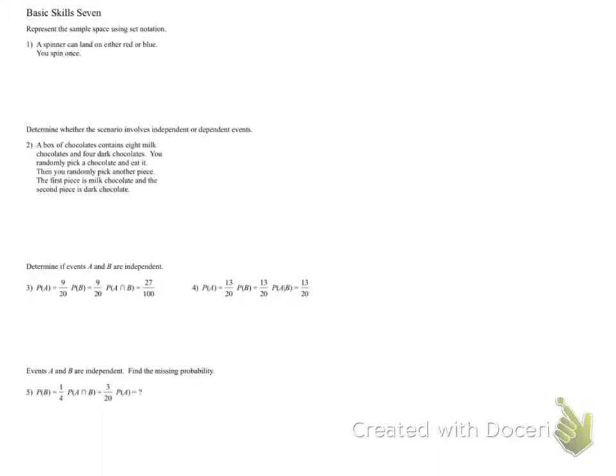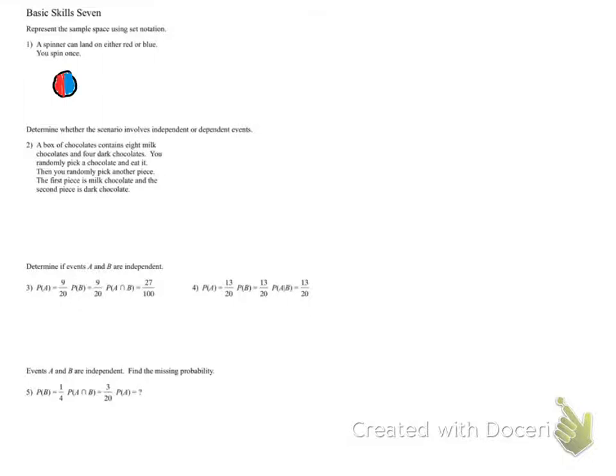Basic Skills 7, number 1. So again, represent the sample space for number 1. A spinner can land on either red or blue when you spin once. So imagine if we have our spinner here. Here's our red section. Here's our blue section.